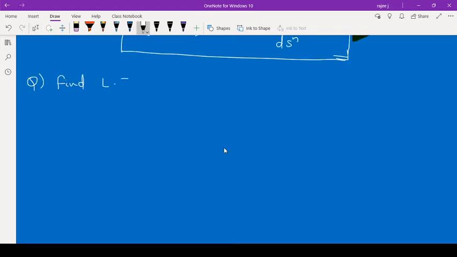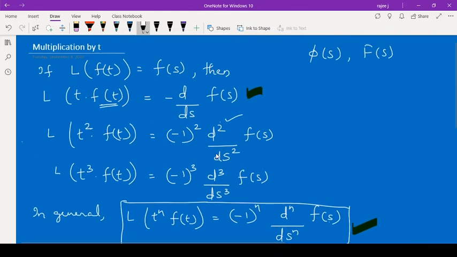Find the Laplace transform of t into sin at. A simple one we will do: t sin at. That means we have to find L of t into sin at. So here f of t is sin at and this is t. So first of all you have to find L of f of t. Look at the formula here.